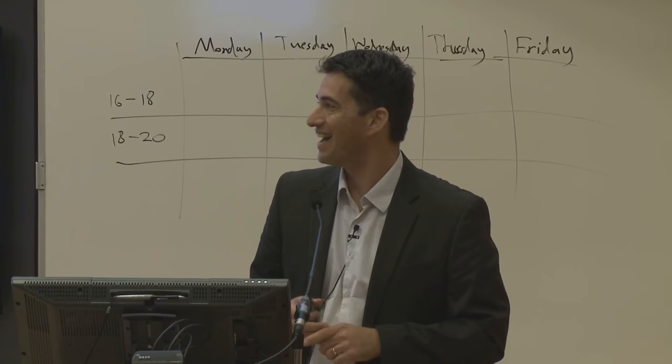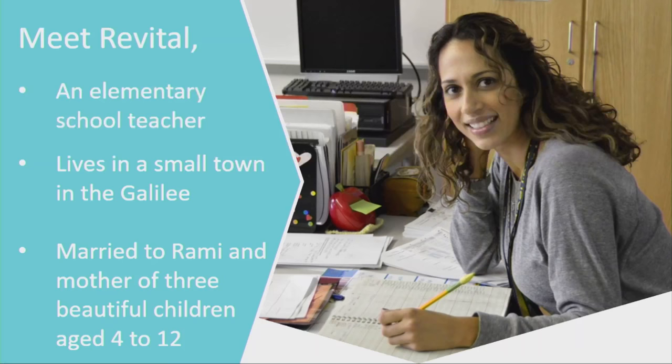So this is Revital. Revital is an elementary school teacher in Israel. She lives in a small town in the northern part, the Galilee. And Revital is married to Rami and the mother of three beautiful children aged 4 to 12.